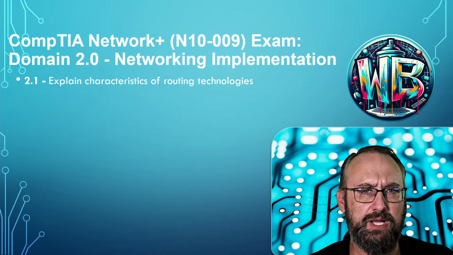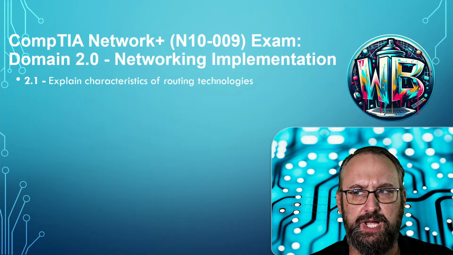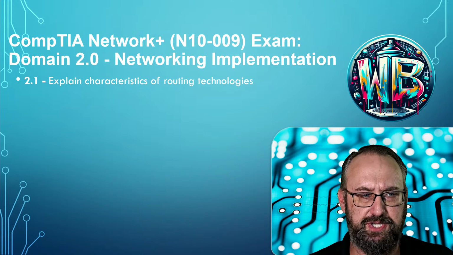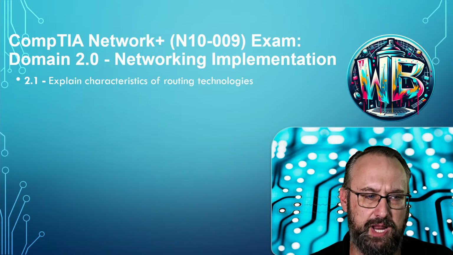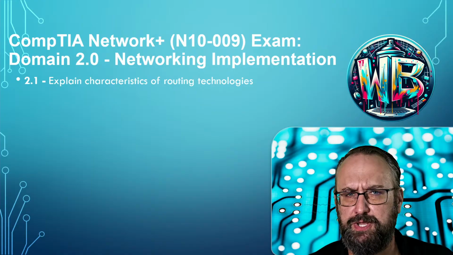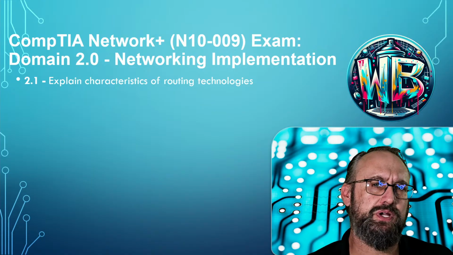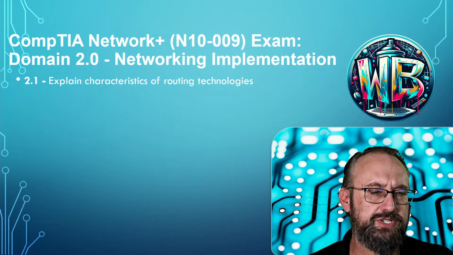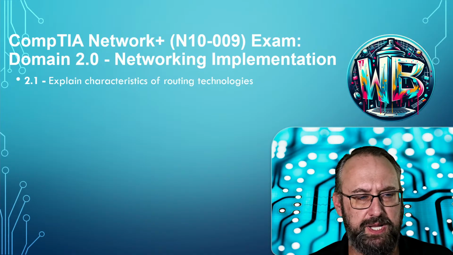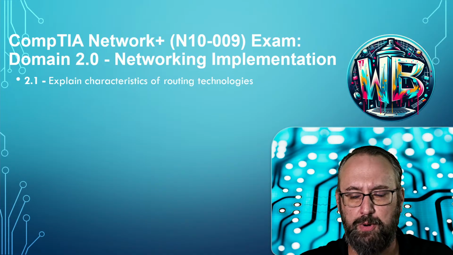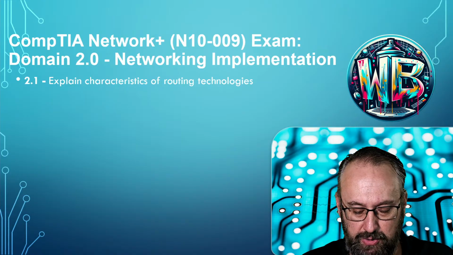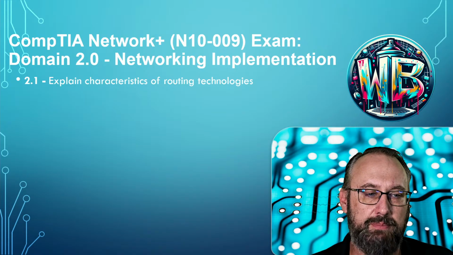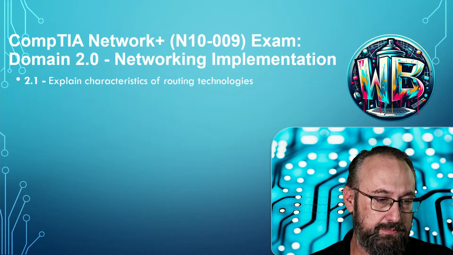Because these are complex topics, even though it's 4 objectives. The very first one being explaining the characteristics of routing technologies, right? When we talk about static versus dynamic routing, what are some of those dynamic routing protocols? The common ones that we use: OSPF, the Open Shortest Path First, Cisco's EIGRP, the Enhanced Interior Gateway Routing Protocol, and the Path Vector Routing Protocol that we use to route across autonomous systems on the internet, BGP.